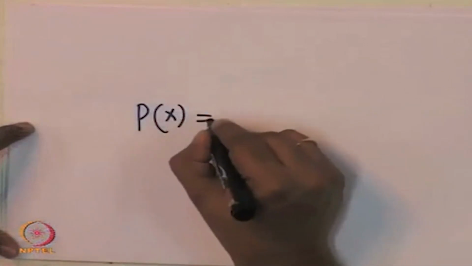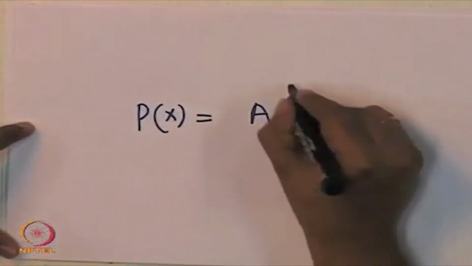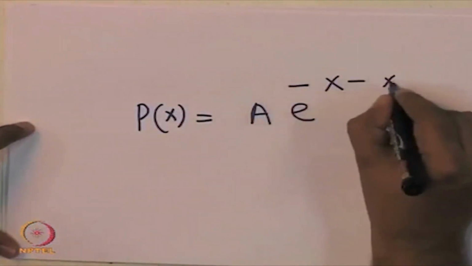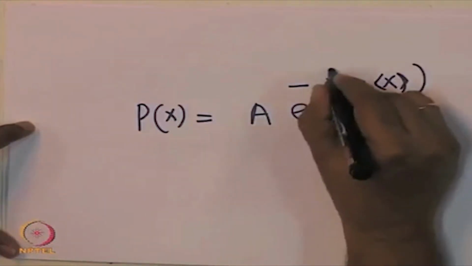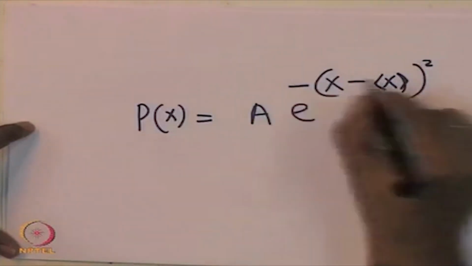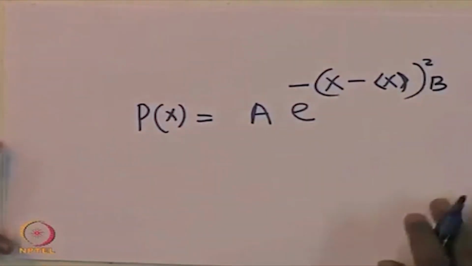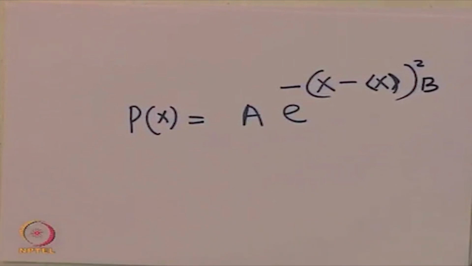We just said in the last lecture that the normal distribution has the form p of x is equal to a e power minus (x minus average) whole square with some constant b. So, normal distribution has this particular form. We will try and understand more about this in this lecture. We will understand a lot more about this.